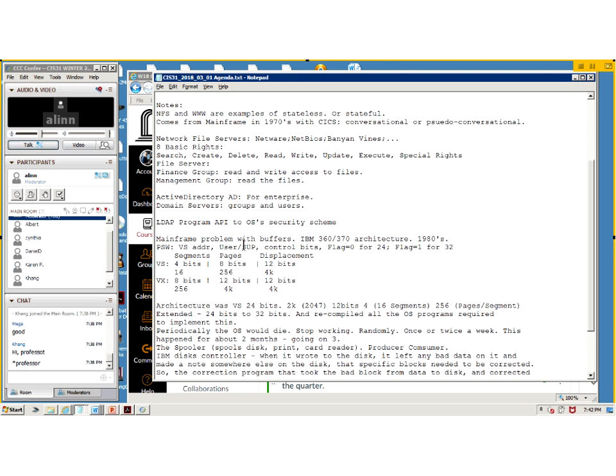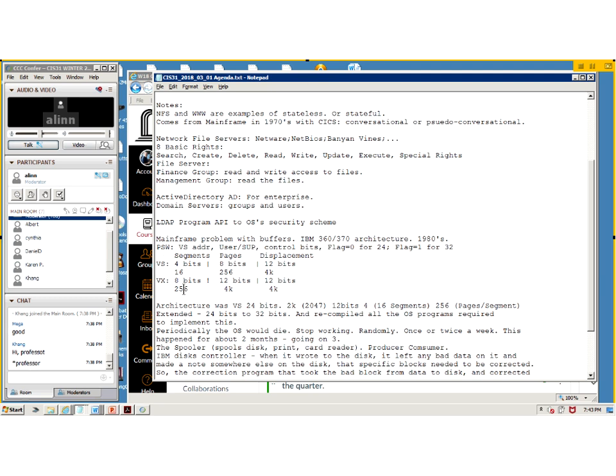But in that mode, you could do anything. You could run any instruction in the supervisor mode. You had control bits, flags for 24-bit, or flag 1 for 32-bit. So this flag kind of told you, are you executing a 24-bit instruction or a 32-bit instruction?